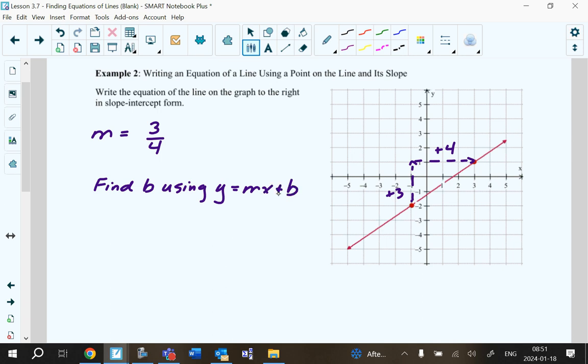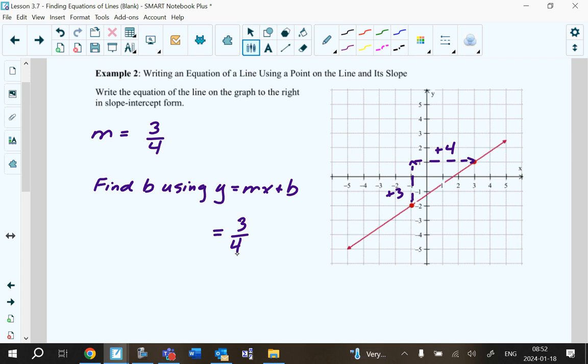Well, I can plug in m, because I just found it, 3 over 4. I need a point on the line. Do you know one? Yeah, actually, I know 2 of them, don't I? Does it matter which one you pick? No. Because both of them are going to give you the same answer for b.